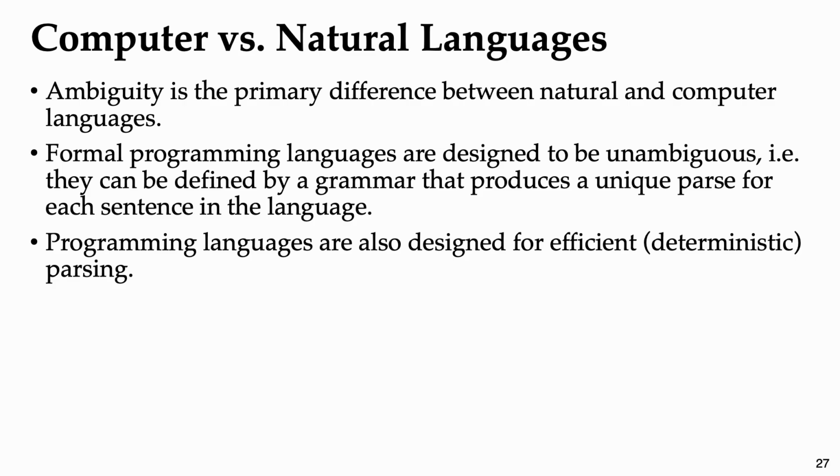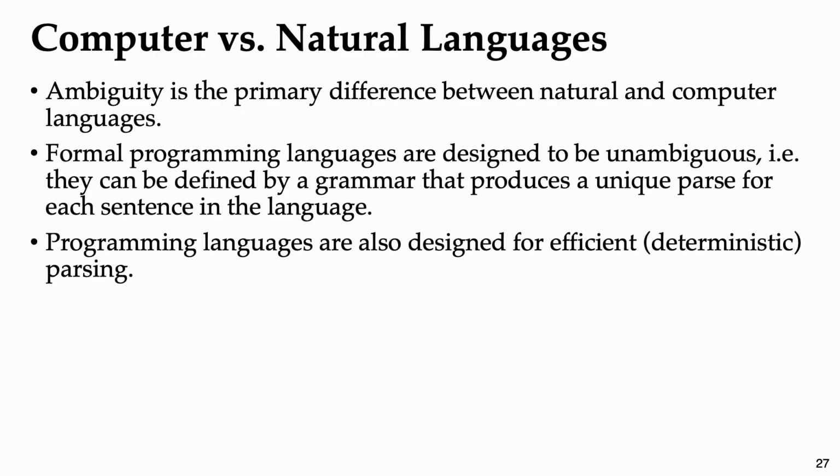Let's look at that comparison more closely. The primary difference between natural languages and computer languages is ambiguity. Computer languages are designed to be unambiguous. They are well-defined, highly structured, and deterministic. If you provide the correct structure, you get the expected output. There is no flexibility or interpretation involved.